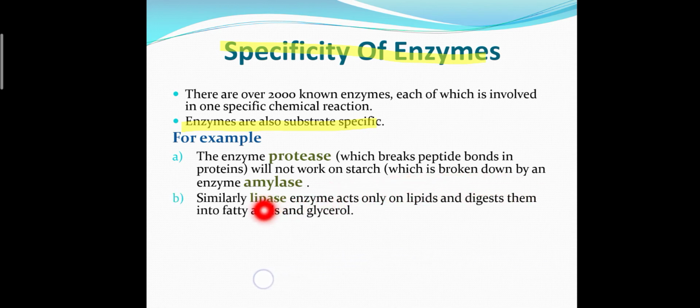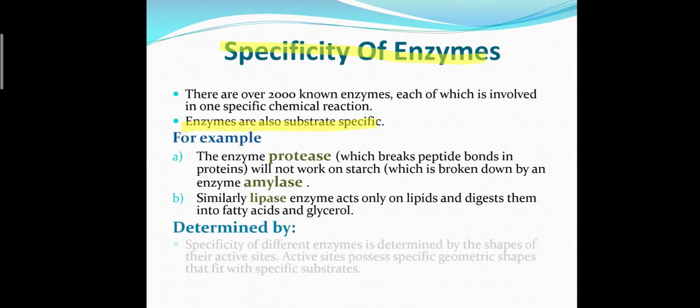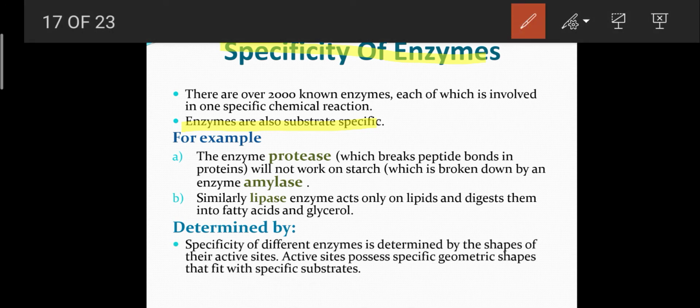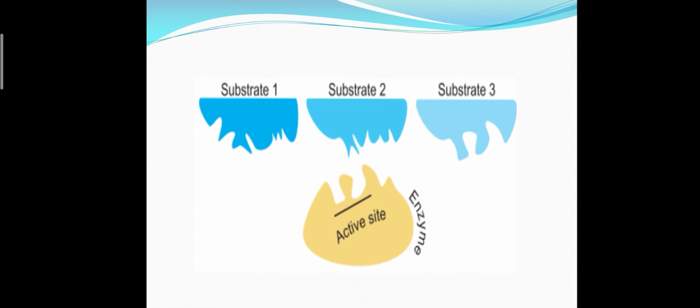Another example is the lipase enzyme that acts only on lipids and digests them into fatty acids and glycerol. So the specificity of the enzyme is determined by the shape of its active site. The active site possesses different geometric shapes that fit with a specific substrate. Here is substrate 1, substrate 2 and substrate 3, and the shape of the active site is this. So a specific type of substrate will attach to the enzyme.